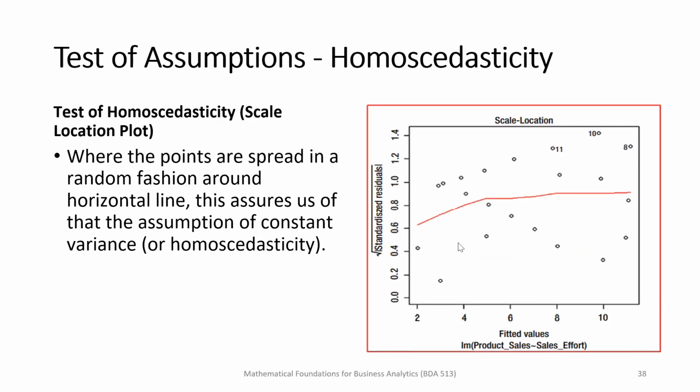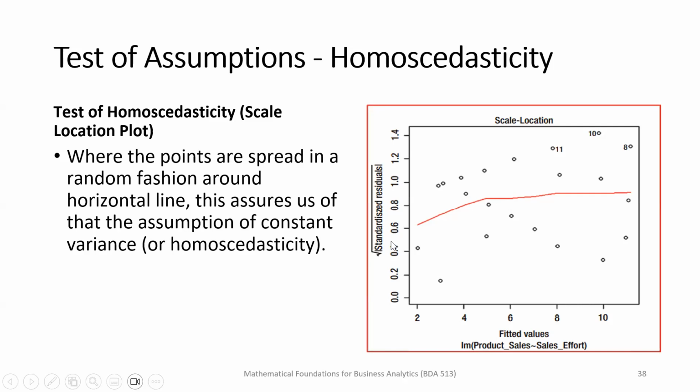So the test of homoscedasticity. This is where it tells you that you have the assumption of constant variance from the mean. This plot, the scale-location plot, tells you how spread the data is. It is similar to what we checked earlier, but this one checks how spread the data is.